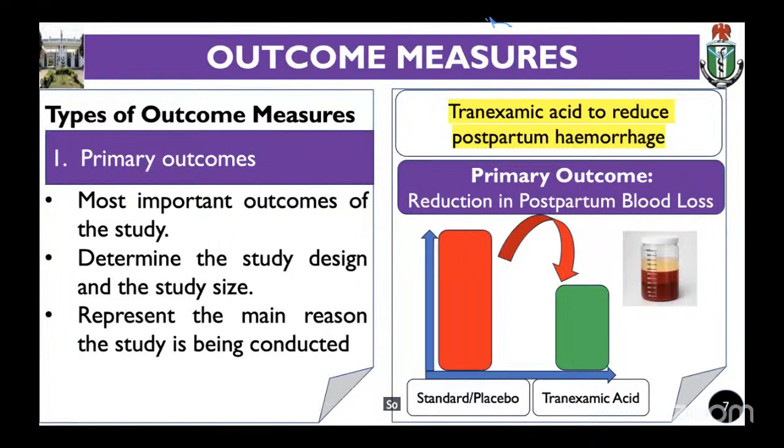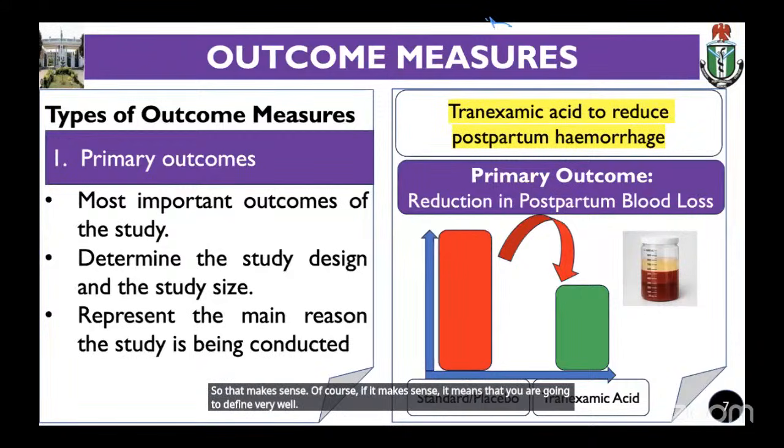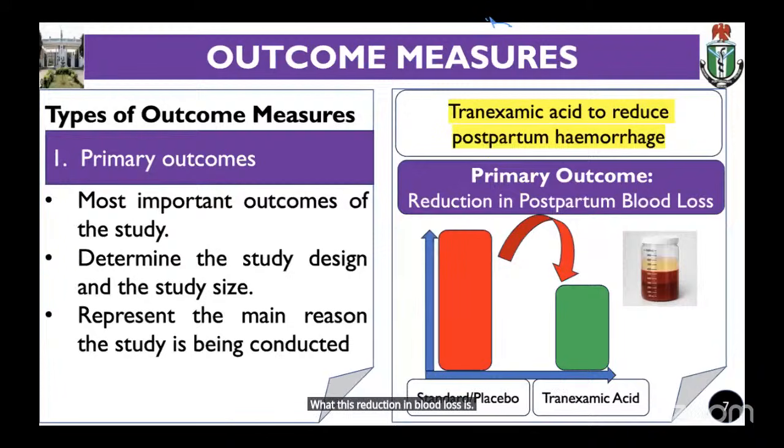So that makes sense. Of course, if it makes sense, it means that you are going to define very well what this reduction in blood loss is. How will you measure the blood loss? You must give an operational definition of all the terms that you have used or you're going to use at the level of proposal. If you say it's postpartum hemorrhage, how have you defined postpartum hemorrhage? It's not sufficient for the candidate to just take a look at the standard definition of postpartum hemorrhage and put it there as his definition. You should take a look at the operational definition in your own research.